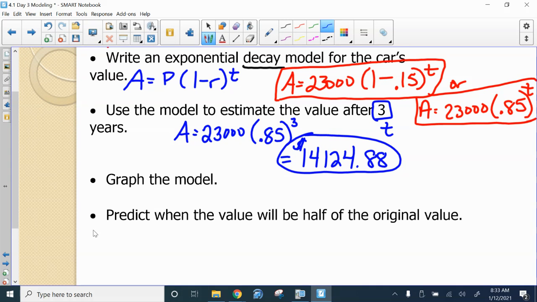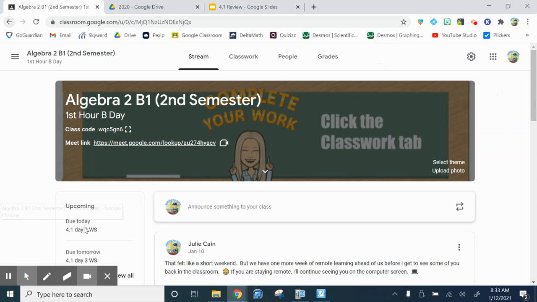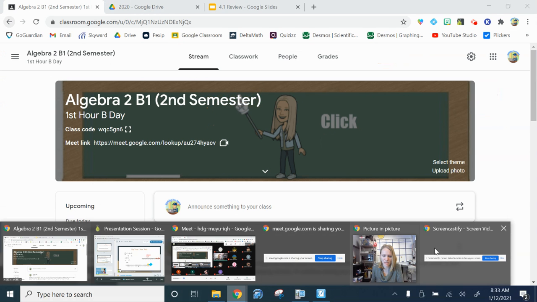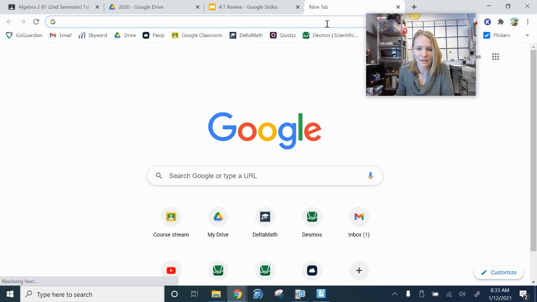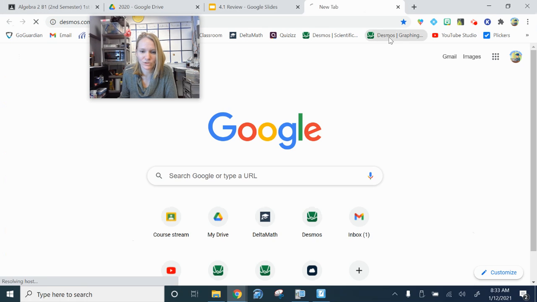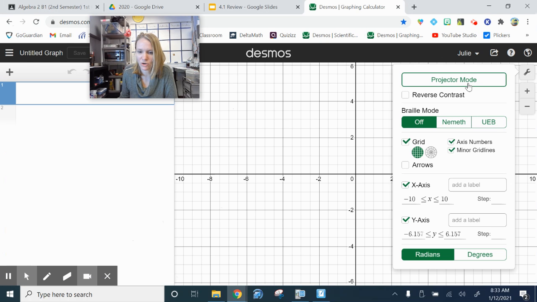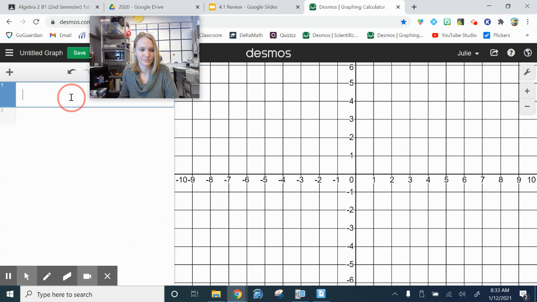It says to go ahead and graph the model. I'm just going to bring up my Desmos website. I have a lot of websites open, can you tell? Let's see here. Well, that's interesting that the picture-in-picture wasn't up there. Let's see here. Desmos. I'm going to change my graph just a little bit really quick here so that it's easy to see.